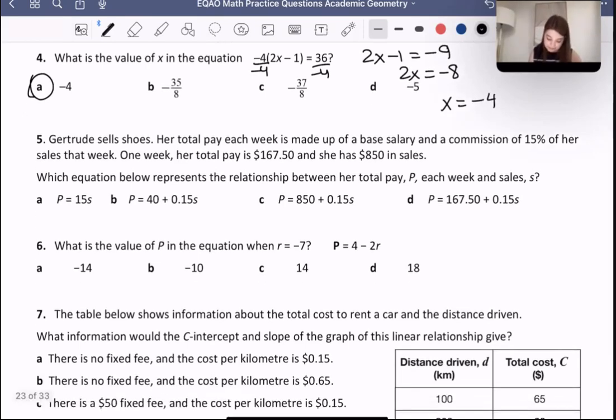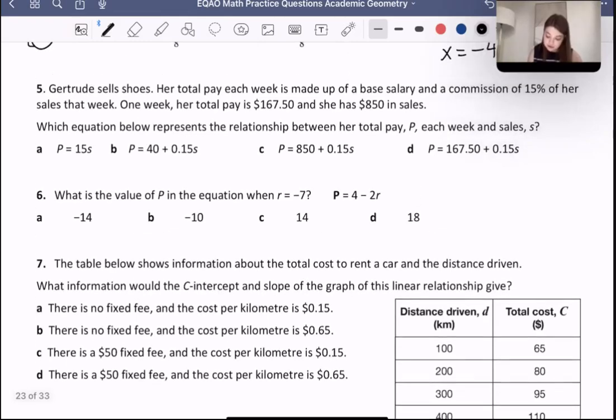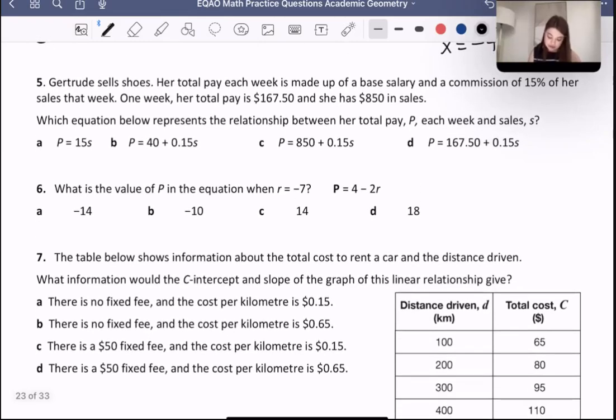Okay, number 5. Gertrude sells shoes. Her total pay each week is made up of a base salary and a commission of 15% of her sales that week. One week, her total pay is $167.50, and she has $850 in sales. Which equation below represents the relationship between her total pay each week and her sales?